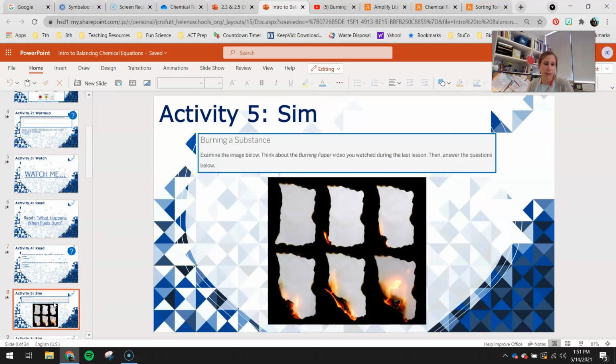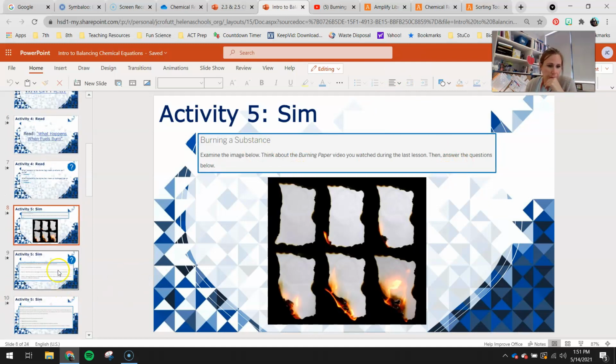All right, so you guys should have just finished up your reading, and now we're going to move on to activity 5, which is a simulation. Okay, so we're going to be burning a substance in the sim. So examine the image below. Think about the burning paper video you watched during the last lesson, which obviously was not the last lesson, but was in fact this lesson. Then answer the questions below.